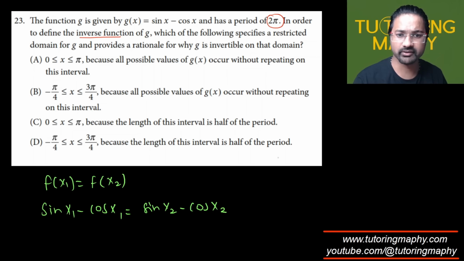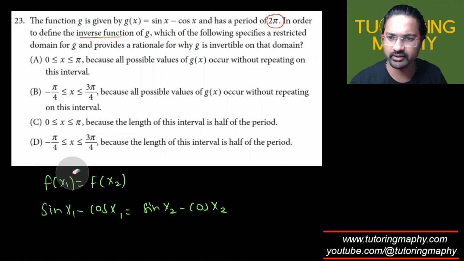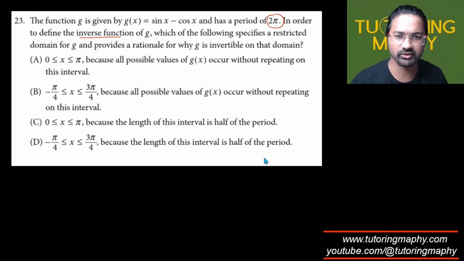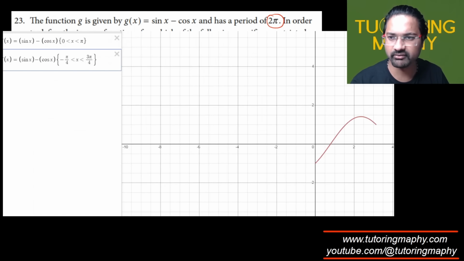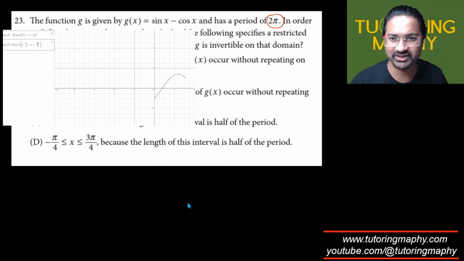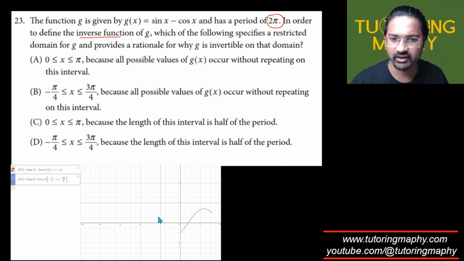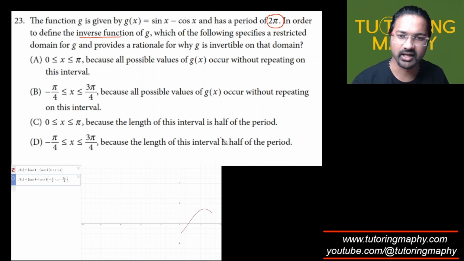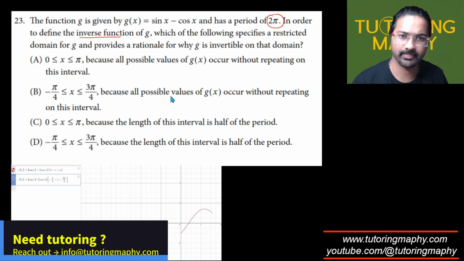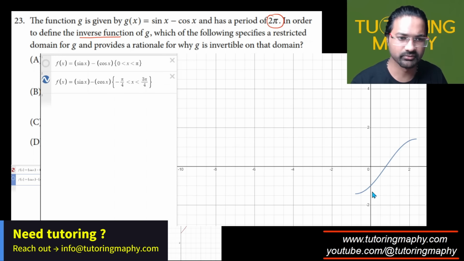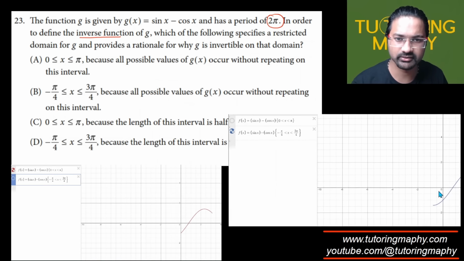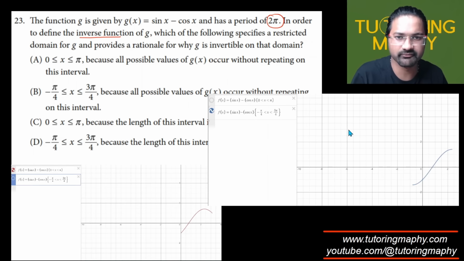All right, so I have the graph of both the functions ready. This is not required, by the way, since we are not solving it algebraically. So this is the graph of option A, where I have the function sin x minus cos x on the interval between 0 and pi. It looks like this. And the other one is going to look like this over here, where this is sin x minus cos x on negative pi over 4 to 3 pi over 4.